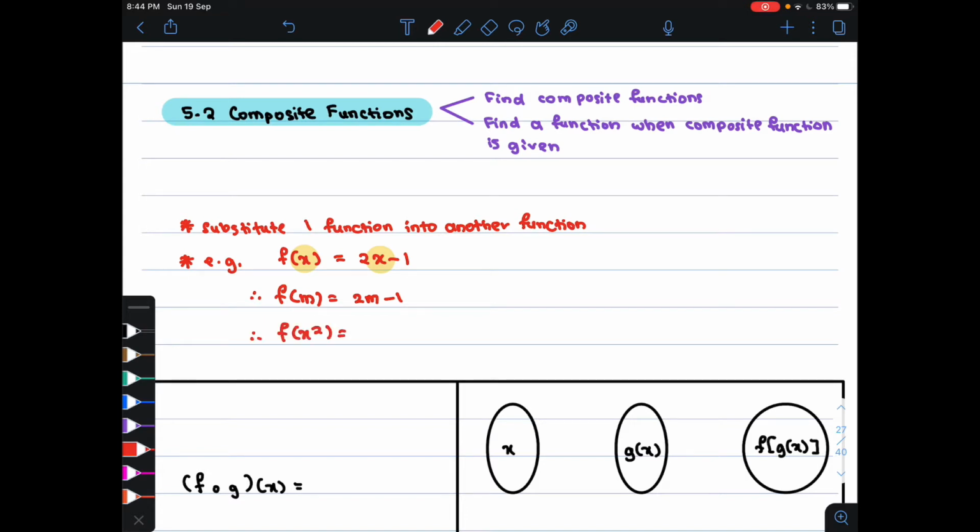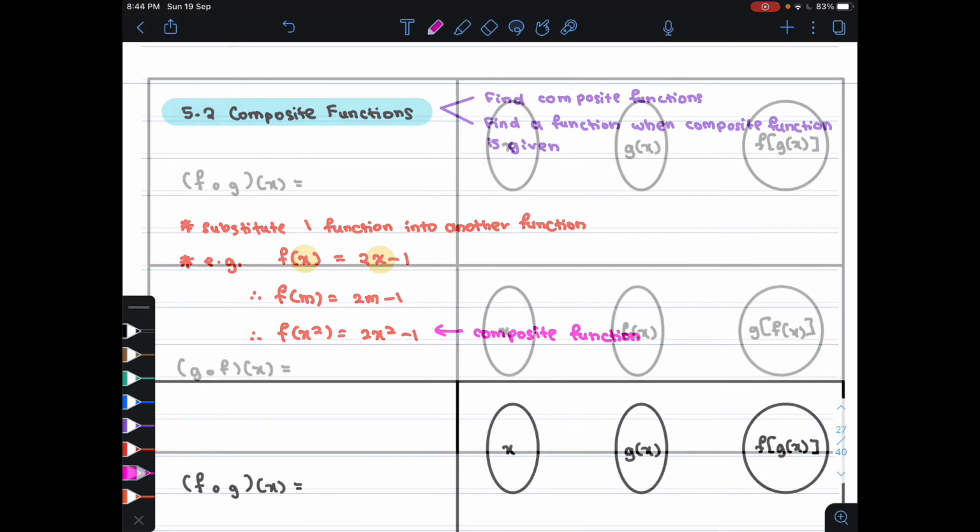Now, what if you substitute x equal to x square? That will give you 2x square minus 1. So, kalau kamu perasan, x square ni sebenarnya function kan? So, bila kamu substitute x square ke dalam f(x), kamu substitute one function into another function. So, f(x square) is actually a composite function.